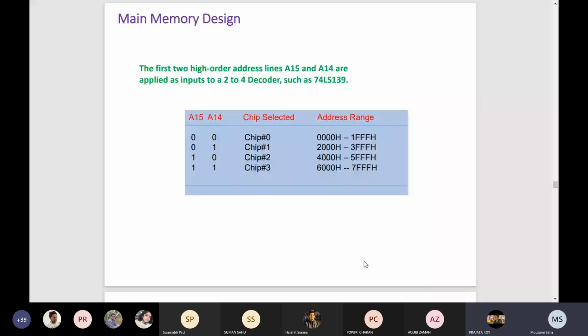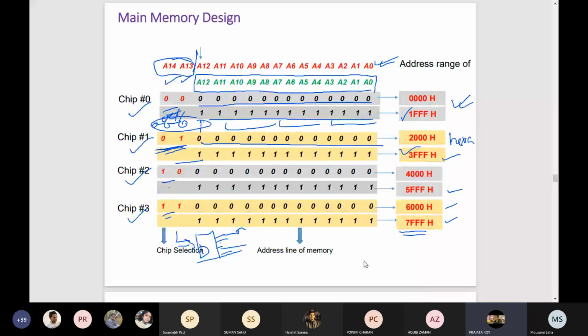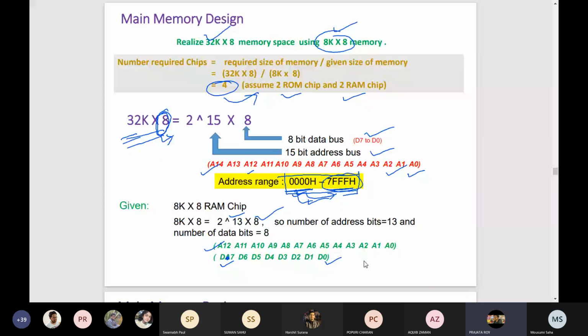Ma'am, could you so go to the these previous are the slide once, address ma'am? ranges. Ma'am, could you go to the previous slide once, ma'am? Like the where you solved that 32 KB into 8 one. Before that, ma'am, before this slide one. Yes, ma'am. Yeah. Ma'am, over here, acha, number of data, acha, D0 to D7. Okay, thank you, ma'am. Thank you, ma'am. Okay.